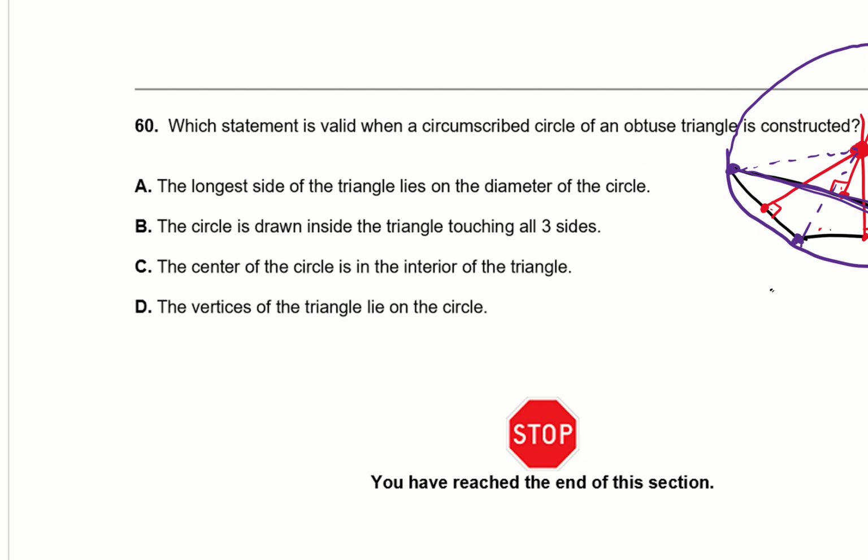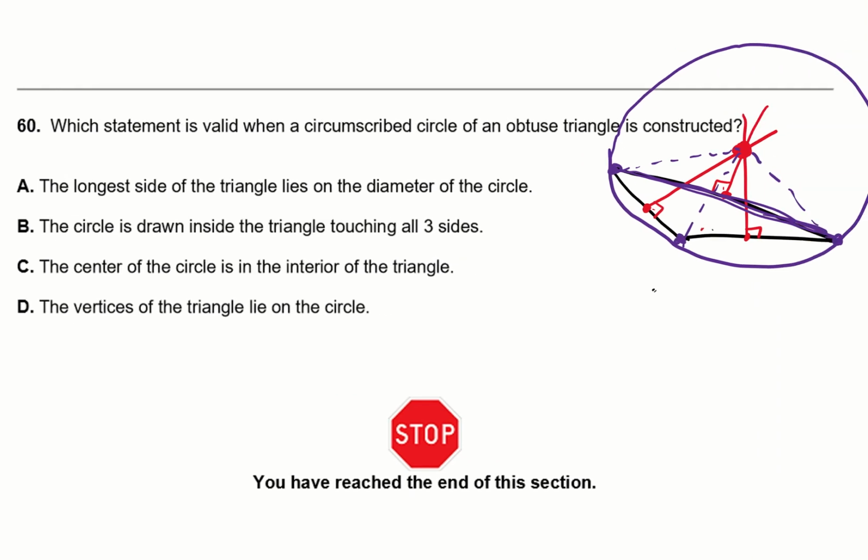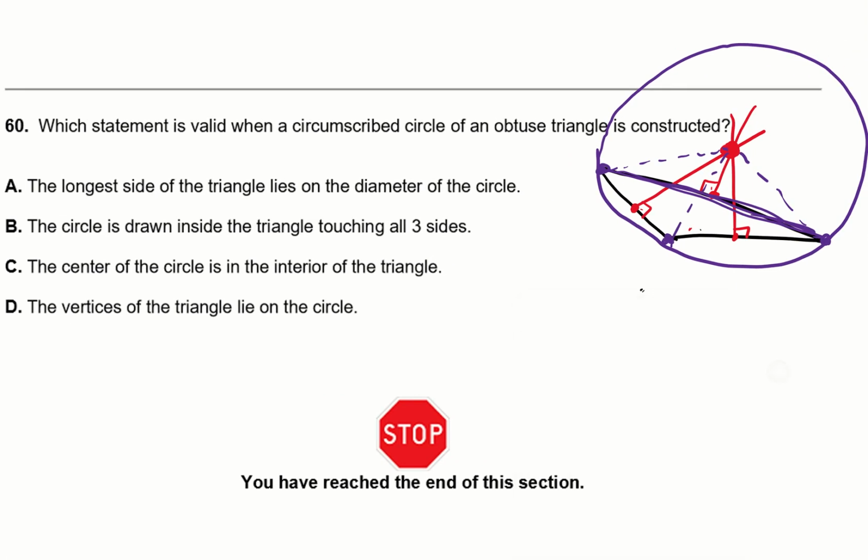The circle is drawn inside the triangle, touching all three sides. So that is not true. The circle is not drawn inside the triangle, and the circle is actually drawn outside the triangle. Okay, so it's completely outside. The center of the circle is in the interior of the triangle. That's actually false. It's actually outside of the triangle in this example. The vertices of the triangle lie on the circle. That is true. The vertices themselves lie on the circle, but the rest of the triangle is inside the circle.